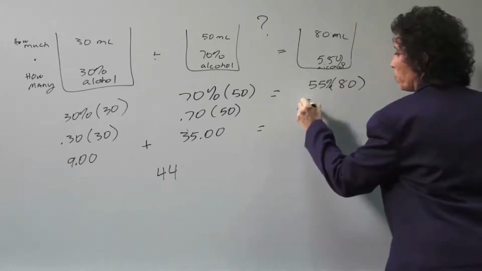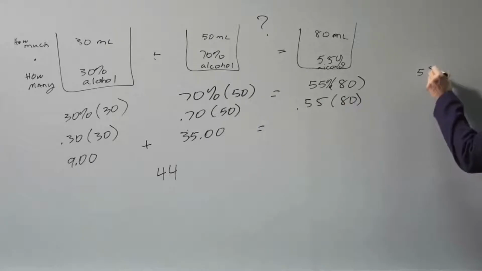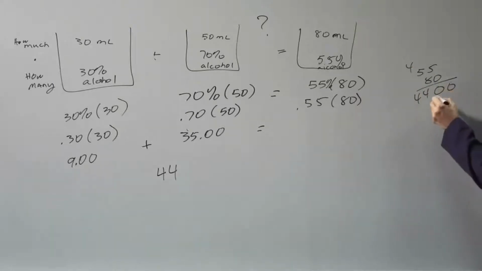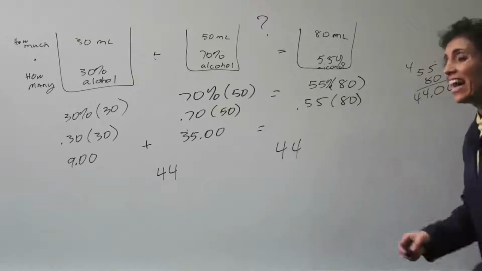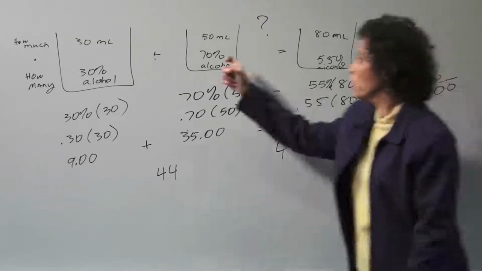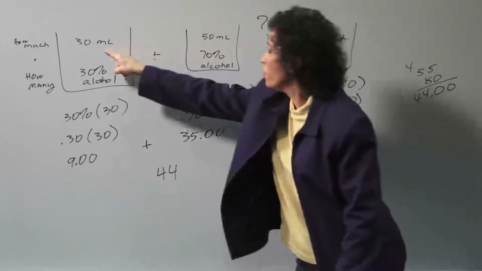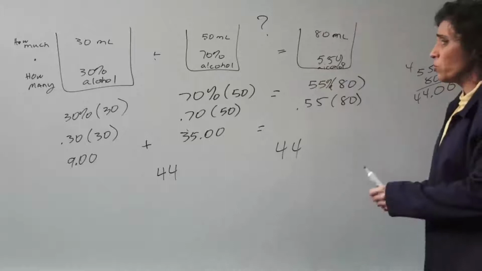So this is going to be 0.55 times 80, and that's going to be 8 times 5 is 40, 44, give you another 0, 44. This is going to be 44. It is the exact same, and the reason it's the same is that this 30% alcohol diluted this, and we had enough milliliters here to add to be the same thing here. So that's what we have to understand.